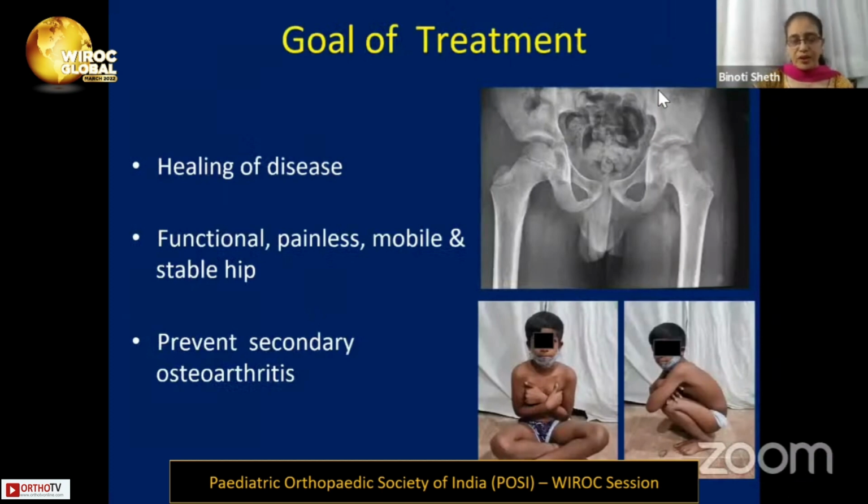The goal of treatment in tuberculosis of the hip is not just healing of the disease, but we want to have a functional, painless, mobile, and stable hip at the end of the treatment, and thereby prevent secondary osteoarthritis.